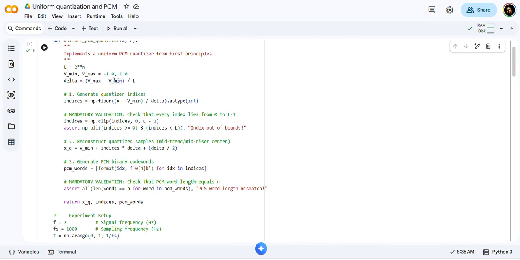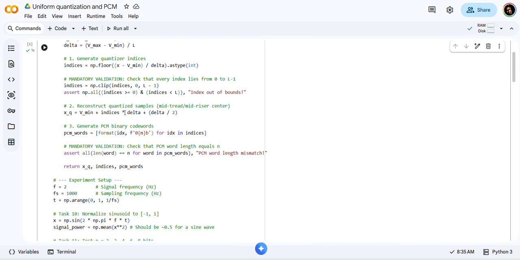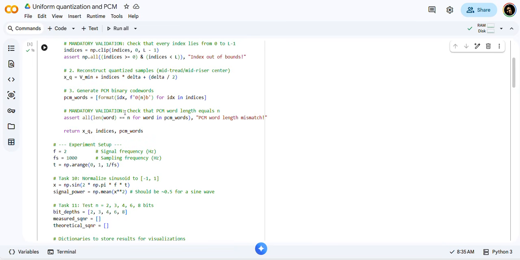The digital signal is reconstructed by multiplying the indices by the step size, adding half a step, delta by 2, to center the value in the middle of the bin, known as a mid-riser characteristic. It converts the integer indices into raw binary strings, mimicking how hardware actually transmits PCM data.